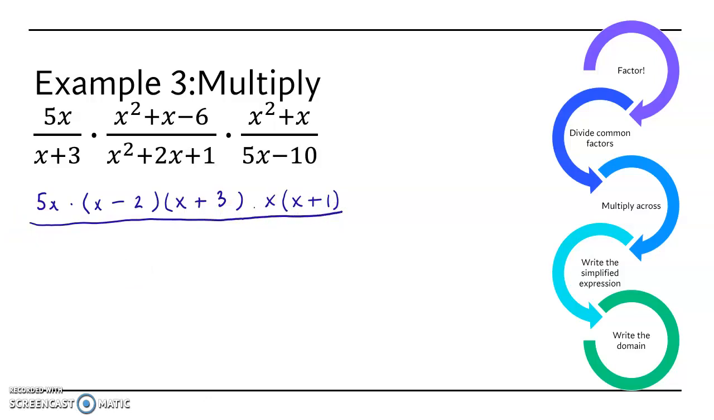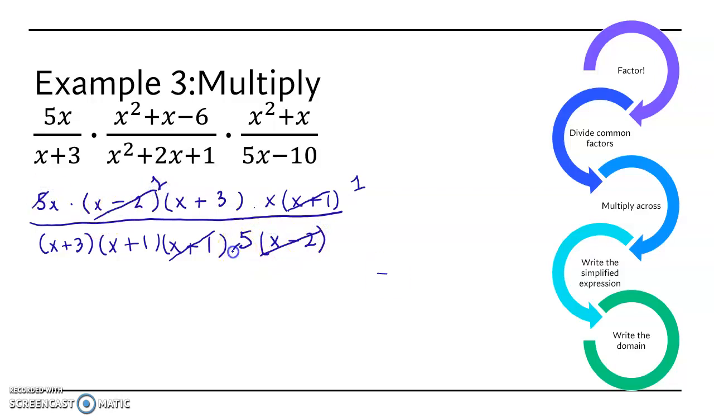And then in the denominators, I have x plus 3. And then this one multiplies to make 1 and adds to make 2, so that would be 1 and 1. And then the last one has a GCF of 5, so I can take a 5 out and I have x minus 2. Now I'm going to divide common factors and make 1, so x plus 1 divided by x plus 1 would be 1. And what else do I have? Oh, x minus 2 times x minus 2 would make 1. Oh, and 5 divided by 5 would make 1. And x plus 3 divided by x plus 3 would make 1.